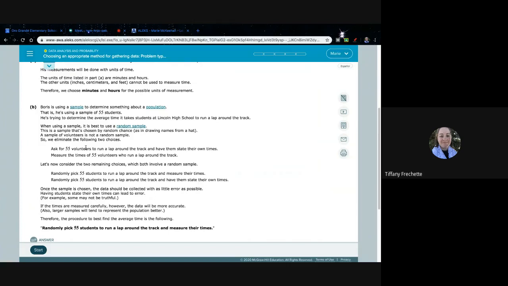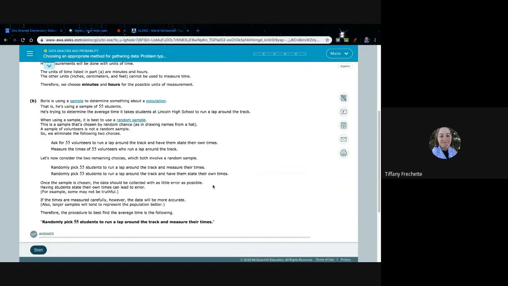So now let's consider the two remaining choices. We have randomly pick 55 students to run the lap around the track and measure their times, or they can give their own times. So if we let them measure their own times, there's a lot of error in there, because they could state times on accident the wrong way, or they may just state it the wrong way on purpose, because they don't want to admit how long it actually took them, something along those lines.